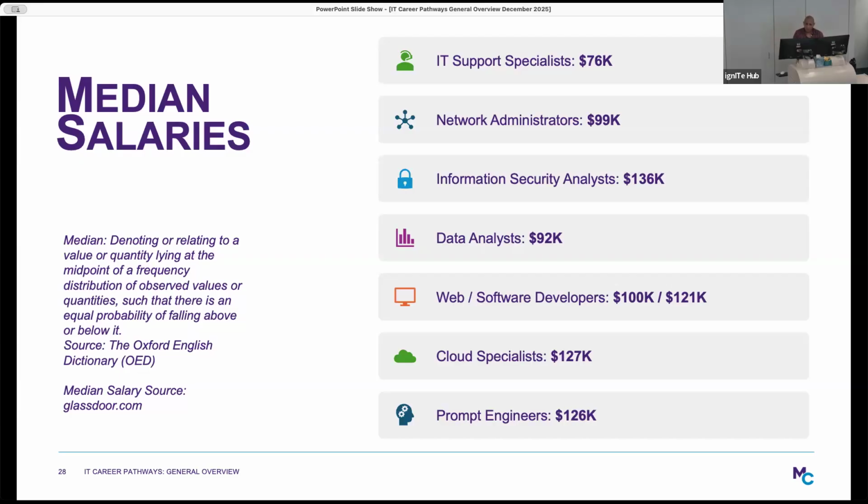So IT support specialist, 70, a gentleman here asked me that question. Yeah, that sounds about right. Level 2, a tier 2 specialist in this area, 76 to begin. Yeah, I can definitely see that. Network administrators, 99. And these are yearly salaries. Information security analyst, 136. Data analyst, 92. I think that's a little low for this area. Web software developers, actually, the sky's the limit on these ones. I've seen some people making $300,000 on this. Cloud specialists, 127, sounds about right. Prompt engineers, 126. So interesting, right?